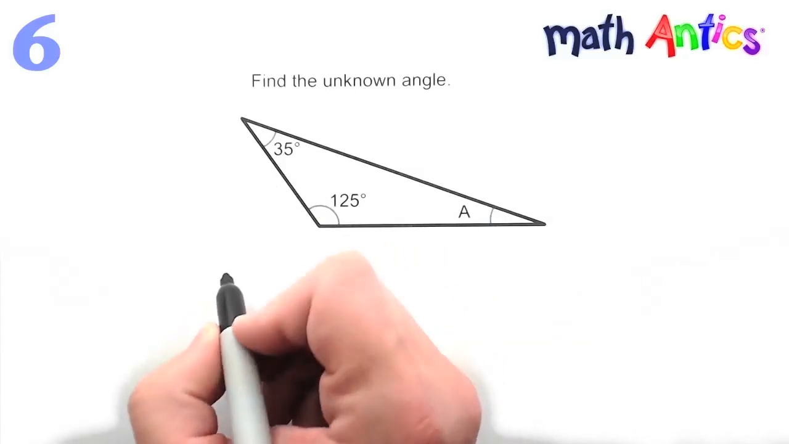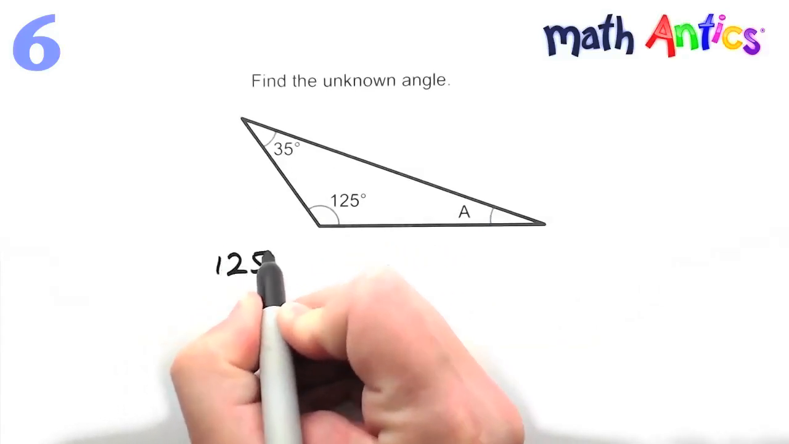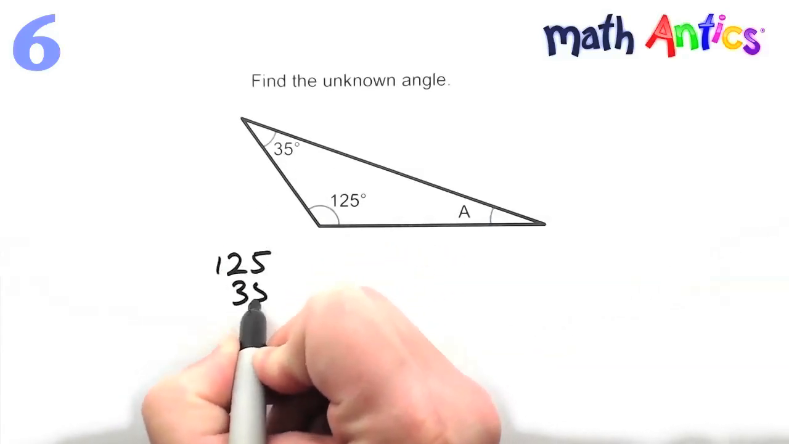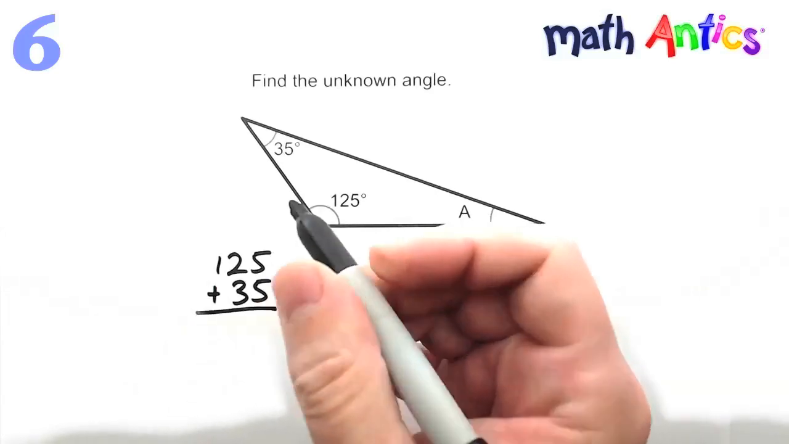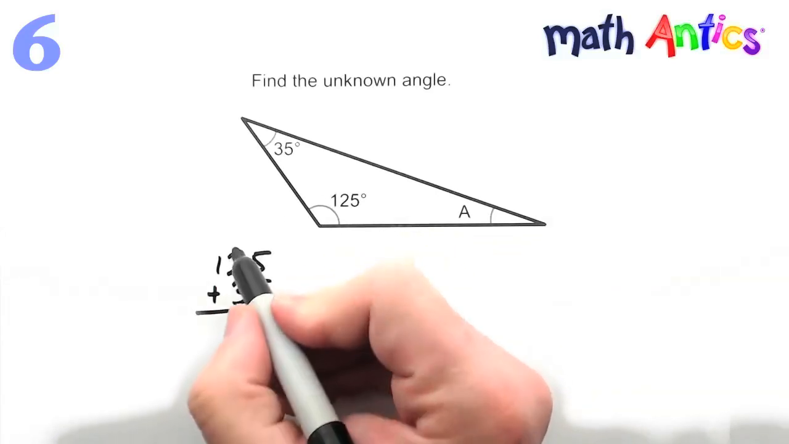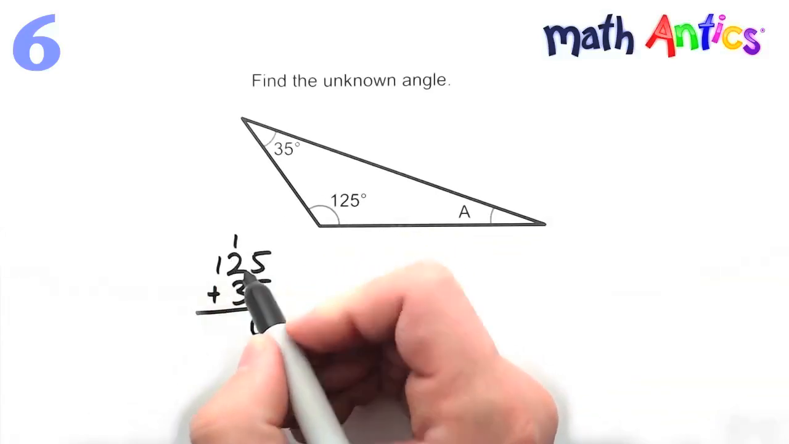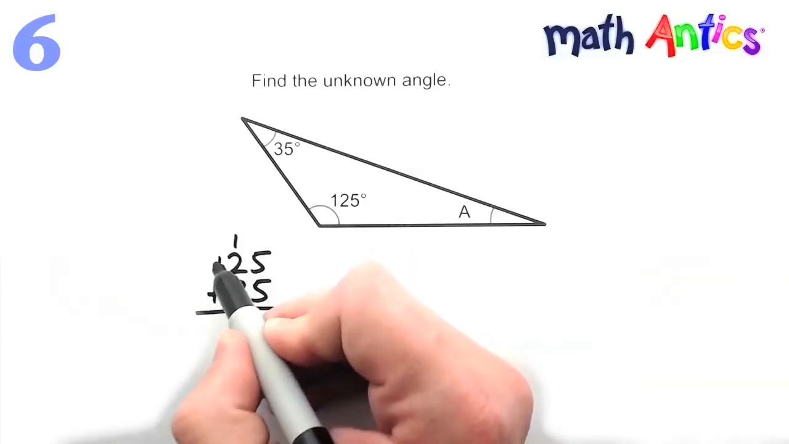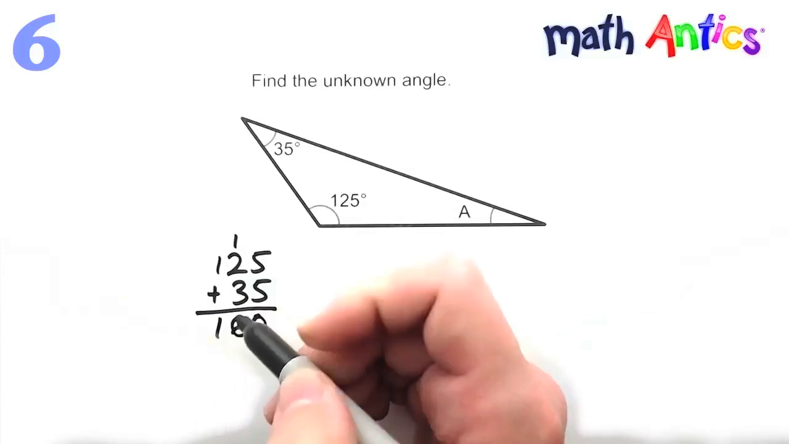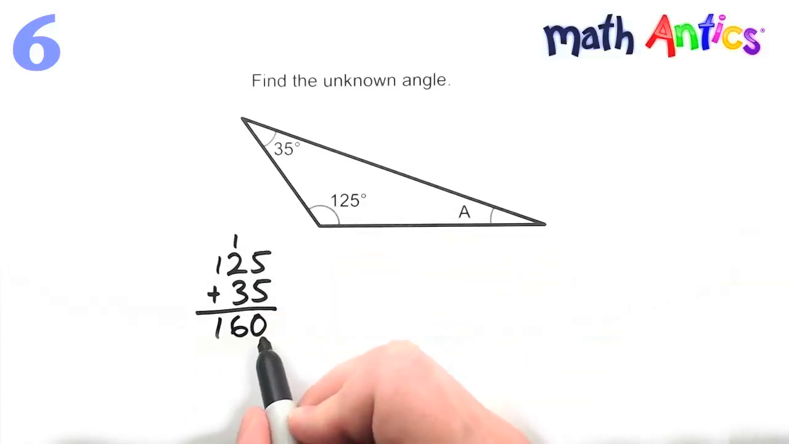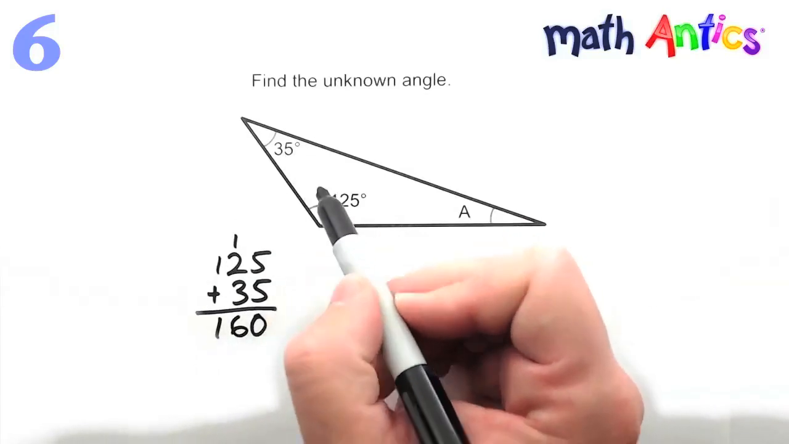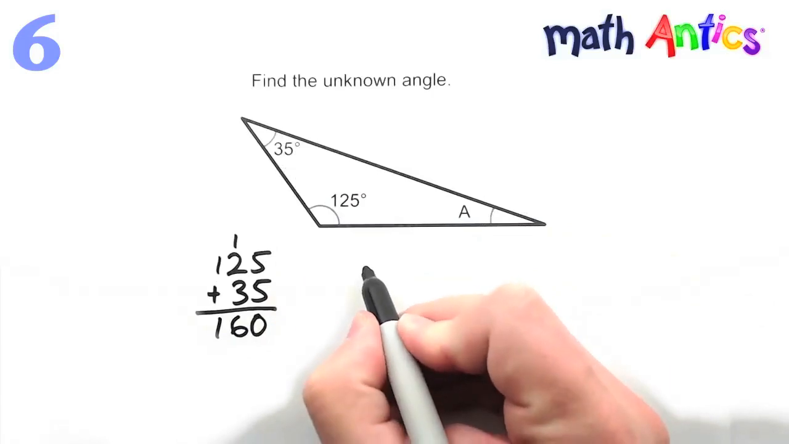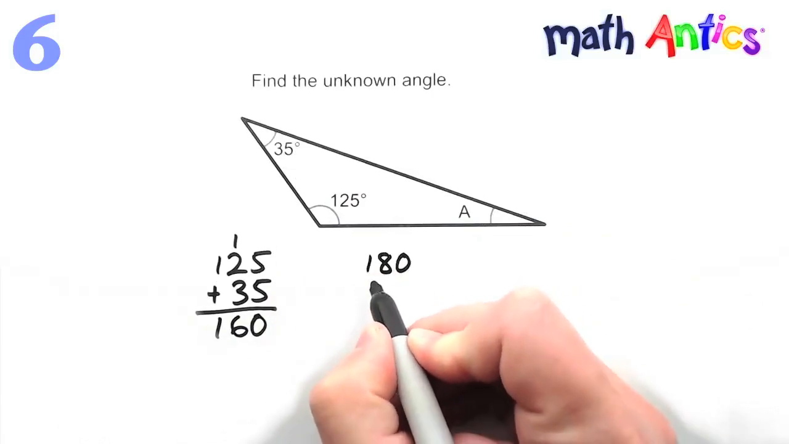So let's add 125 plus 35. All right, 5 plus 5 equals 10. Carry the 1. 1 plus 2 plus 3 is 6. And then add the 1 to nothing. Bring the 1 down. So 160 is the total of these two angles here. So we'll subtract those from 180.